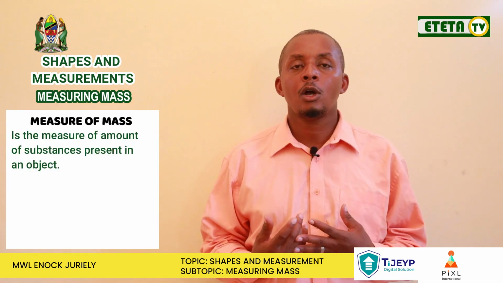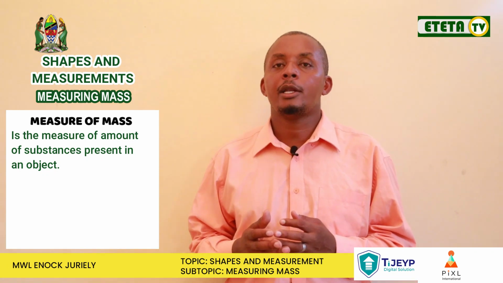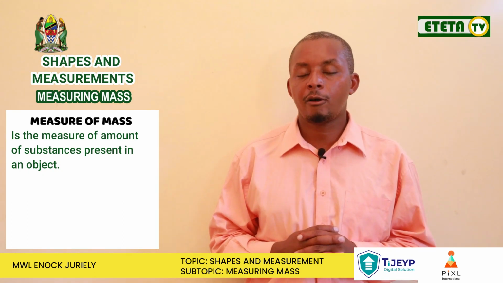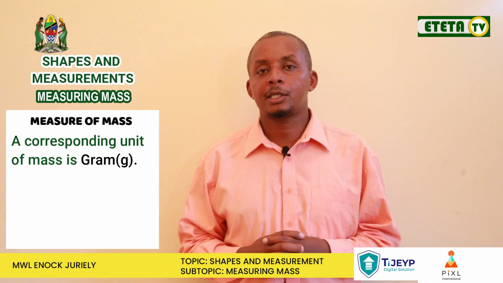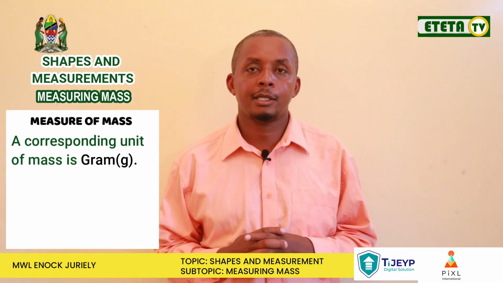Today we are going to see the measure of mass. The measure of mass is the measure of the amount of substance present in any object. That is a simple definition of mass. It means the amount held by one object and the amount held by another object is the measure of mass. The corresponding unit to measure mass is the gram.